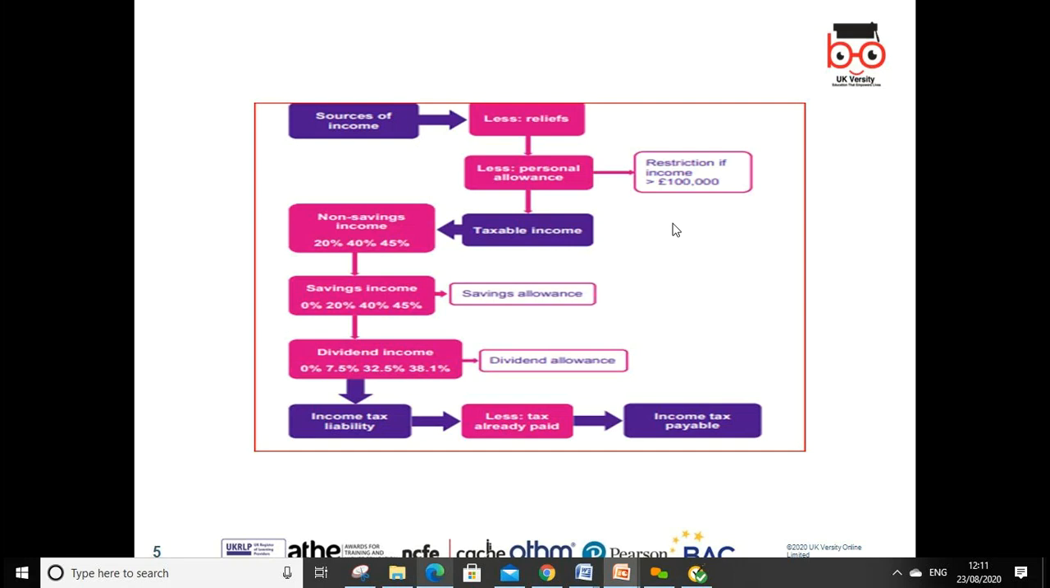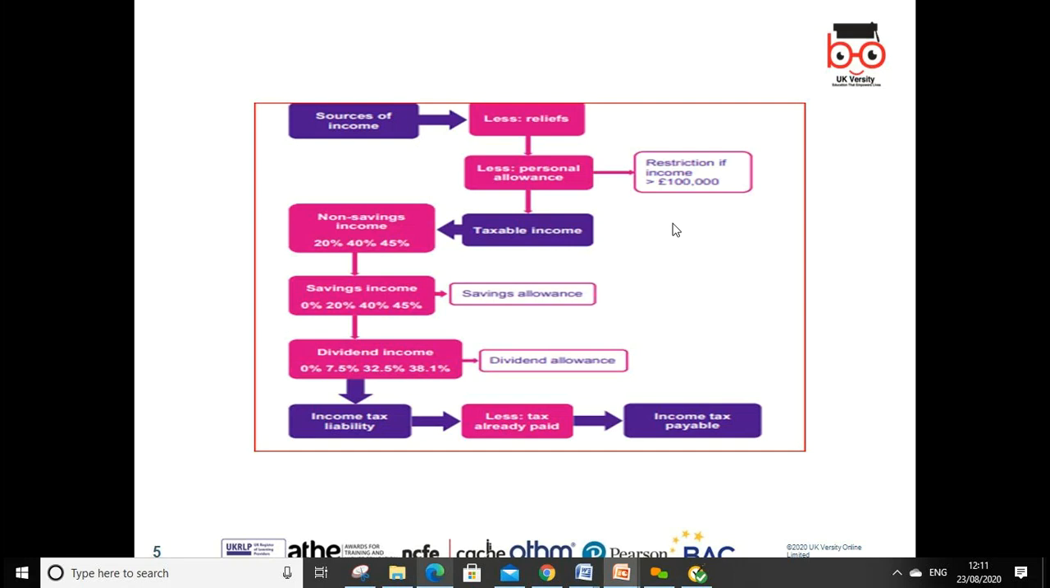Okay, when we calculate the tax, we need to look at the source of income. Is it property income? Is it investment income? Is it dividend income? And then we need to apply the rules accordingly. So less the relief. If any relief we are allowed, like from the previous year, if we have a loss, we can carry the loss forward. That will be relief.